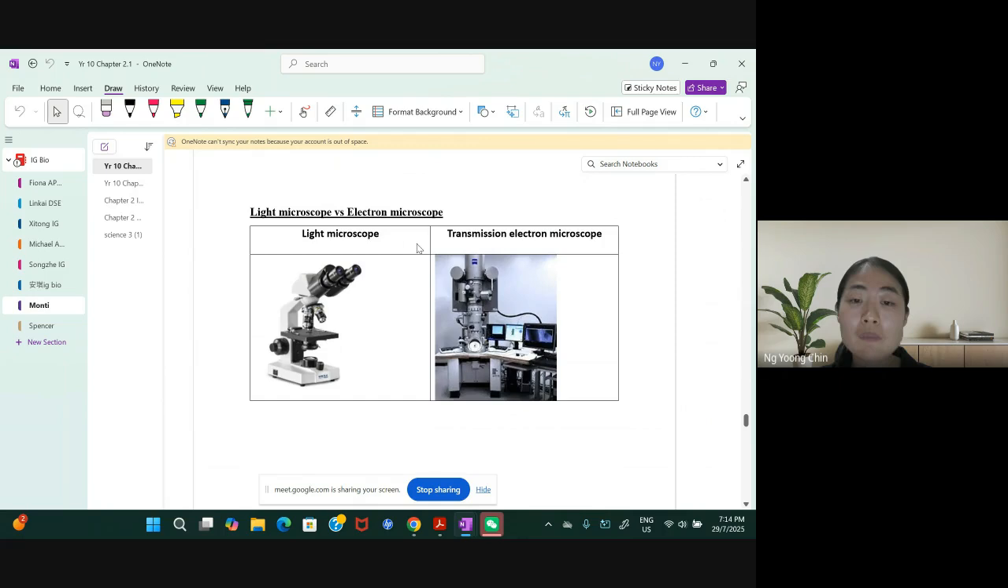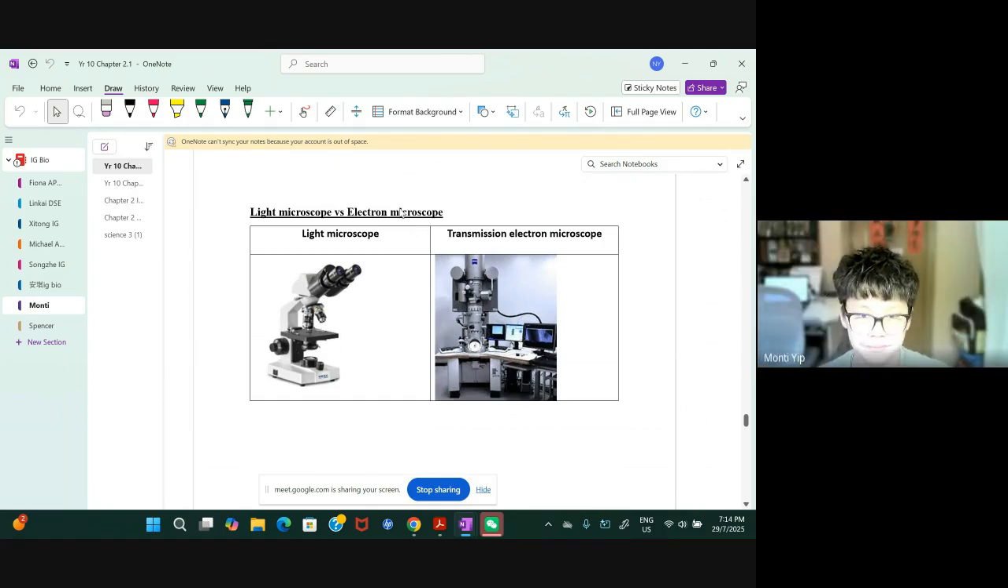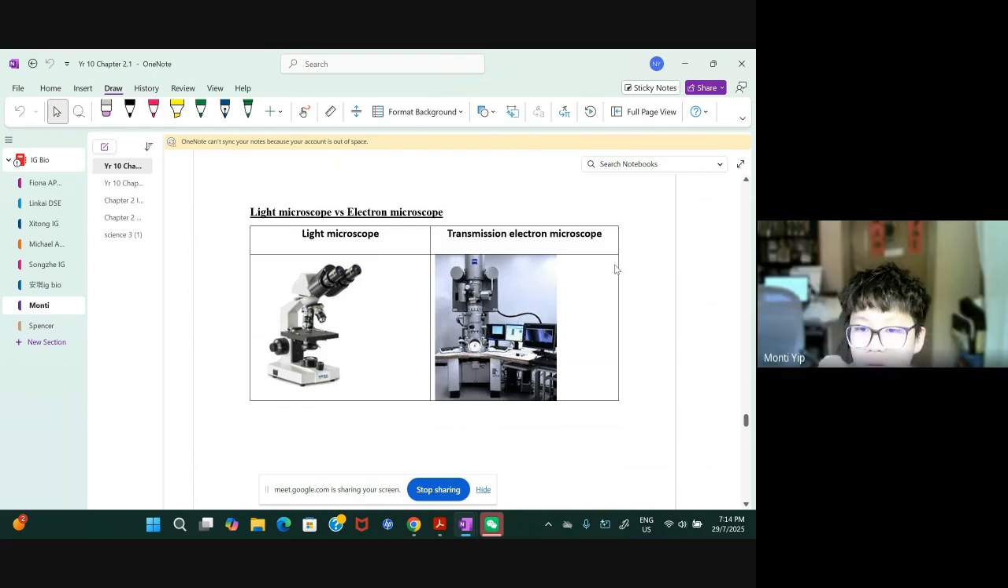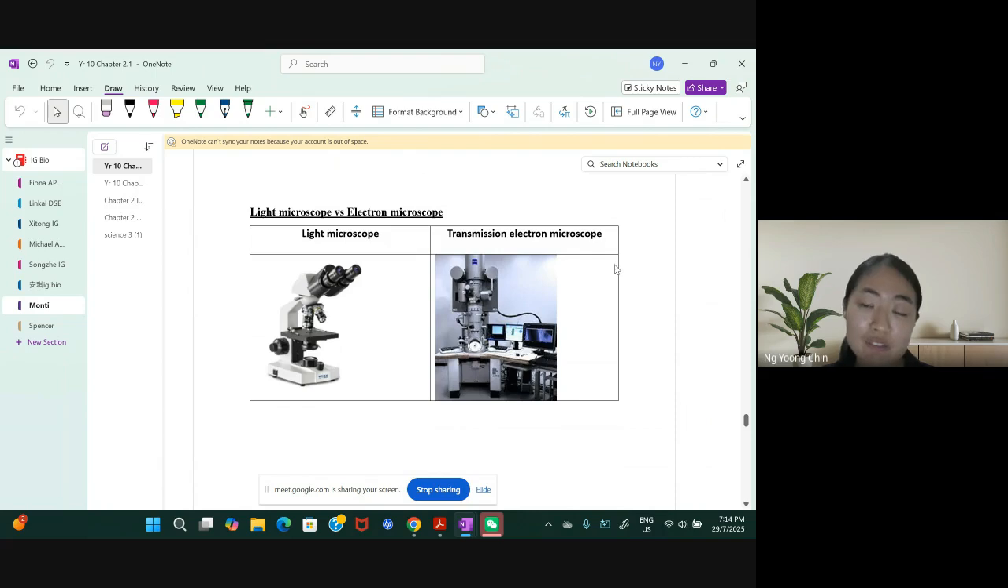Okay, this is the microscope. Actually, we have two types of microscope. One we call the light microscope. Another one is called the transmission electron microscope. So Monty, I think you have seen this before, right? It's the light microscope. Yeah. Okay. The transmission electron microscope, I think you didn't see this before because this microscope is very, very advanced and very expensive. I think universities have it.